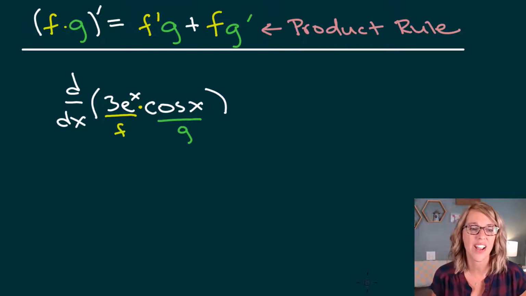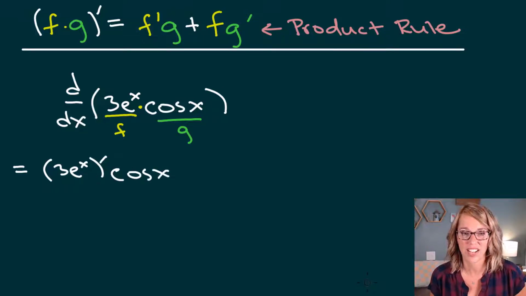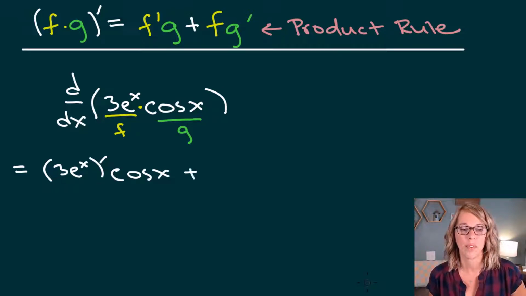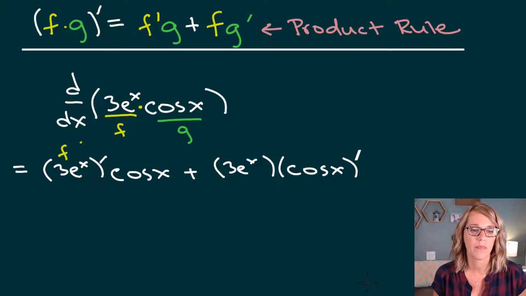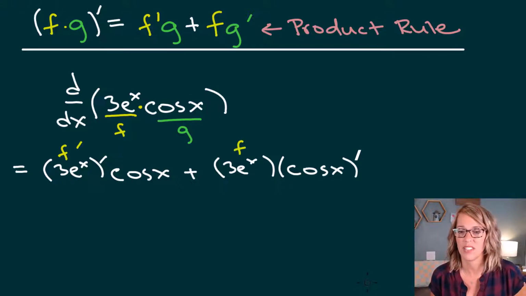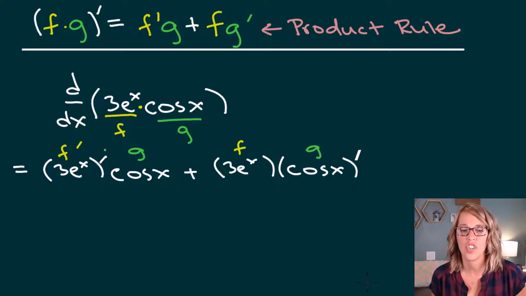I'm again going to write this so that you can see how I'm working these. So I'm going to take 3e to the x prime times the original function, cosine x, plus, now I'm going to swap the order. So 3e to the x is going to be left alone, and I'm going to take the derivative of cosine of x. So again, I've got f prime in the first term, f in the second, and then I have g in the first term, g prime in the second.